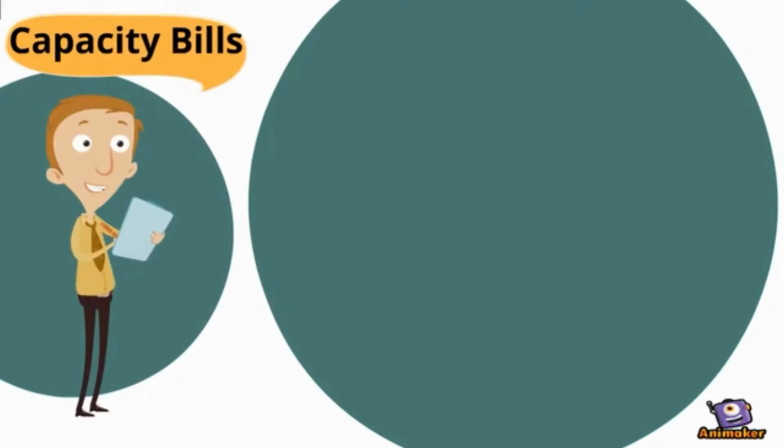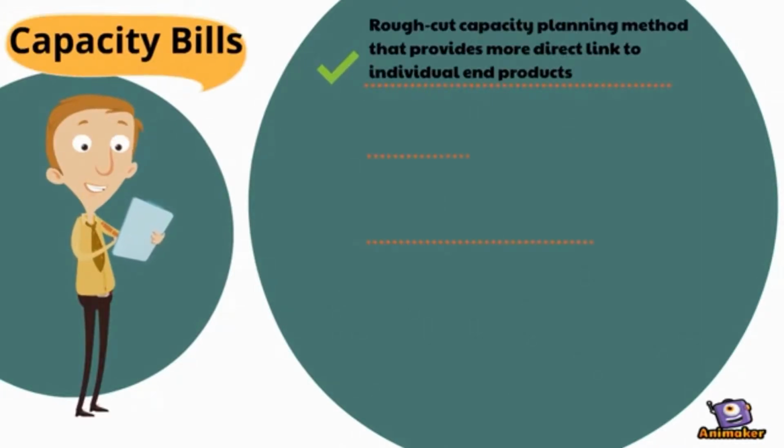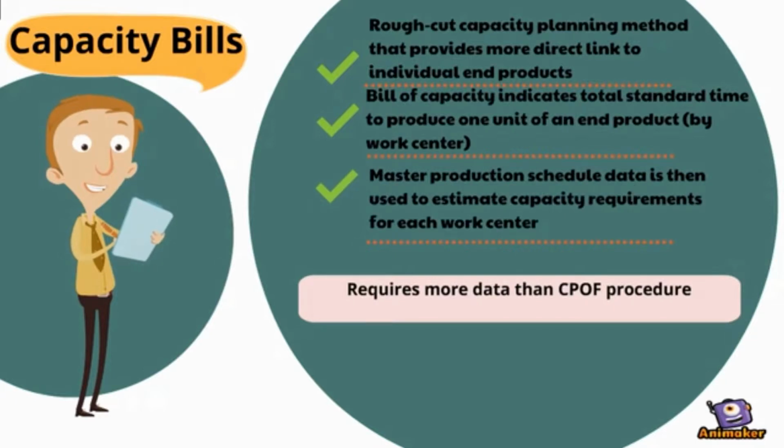Then the next technique is capacity bills, which require more data than CPOF. The MPS data is used to estimate the capacity requirement for every work center. Bill of capacity indicates total standard time to produce 1 unit of end product by work center. Capacity bills are more desirable than CPOF, especially for firms that experience significant period-to-period product mix variation.